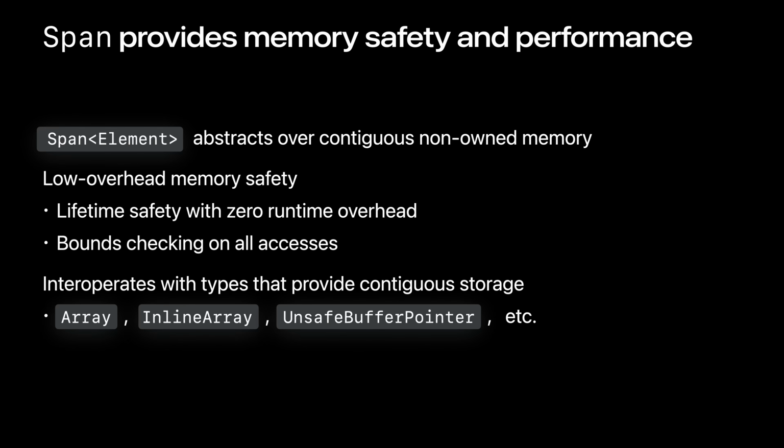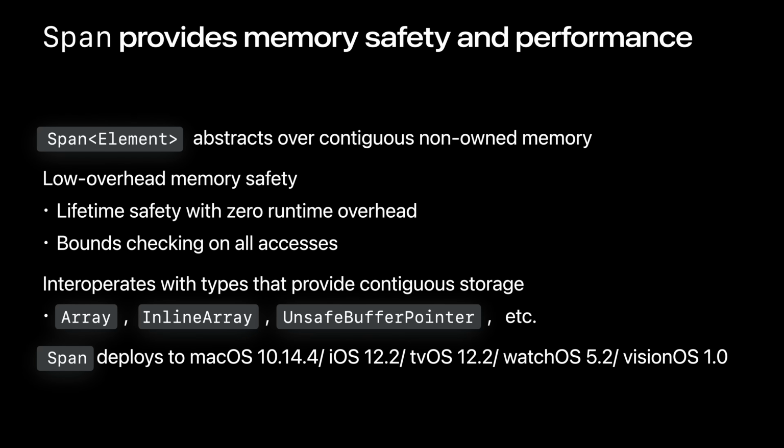You can get a span referencing into a copy on write array or the fixed length inline array. It also interoperates with the unsafe pointer types, which is important when interacting with unsafe languages or code that predates spans. The span family of types was introduced in Swift 6.2. However, we think span is so important that we made these types back deploy to much older versions of Apple's operating systems. That way, you can adopt them now without having to raise your deployment target.